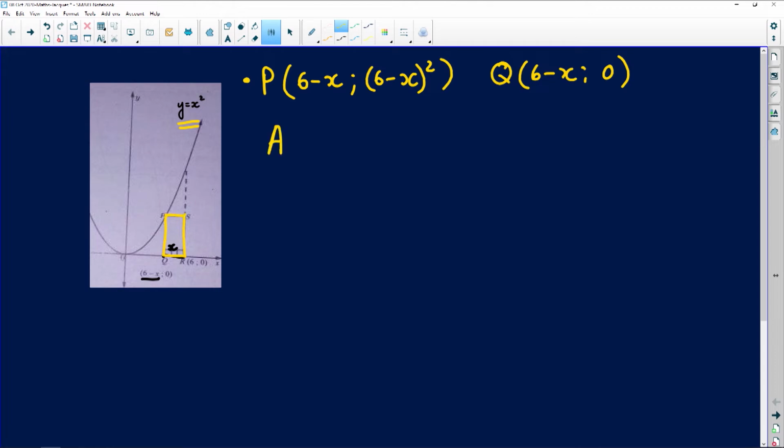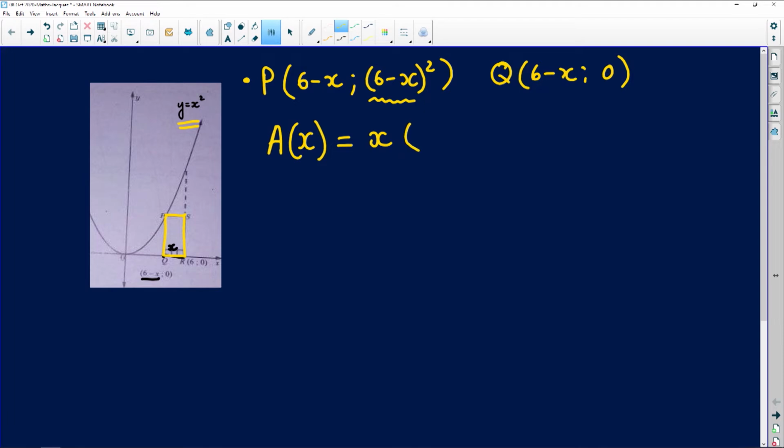The area of this rectangle in terms of x is going to be this base length, which we know is x, multiplied by the height. Now the height there is the y coordinate of P. So that will be, now please note folks, this is squared.